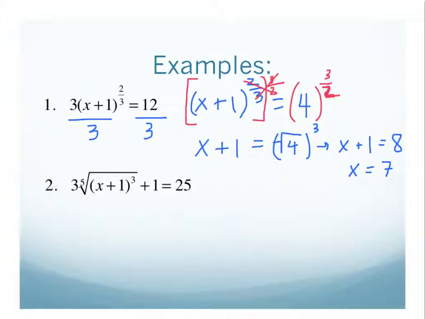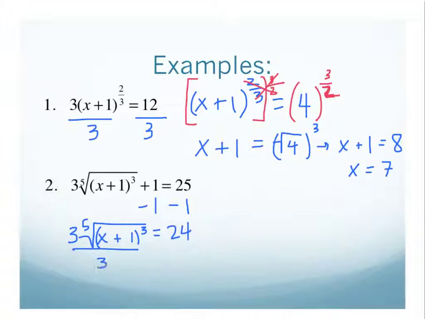Now number 2, we're going to start generally the same way. So we're going to isolate this radical expression. So I'm adding the 1, okay, and that will give me 3 times the 5th root of x plus 1, the quantity to the 3rd, is equal to 24 instead of the 25.